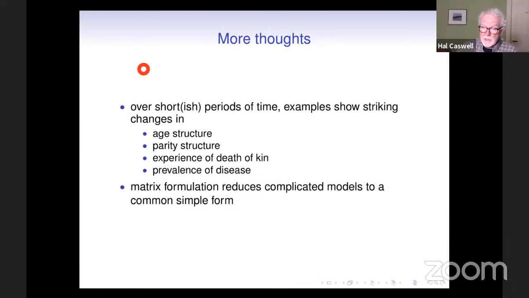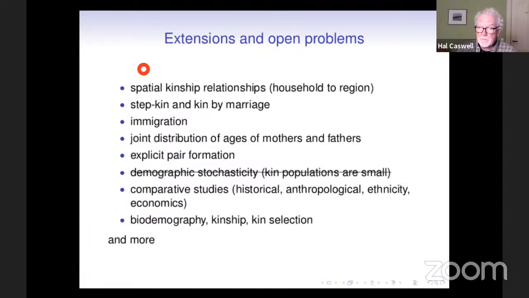It's really interesting to me how over relatively short periods of time, these examples, Japan, Slovakia, Sweden, can show interesting changes in age structures, parity structures, the experience of the death of kin, the prevalences of diseases that are implied by the changes in mortality and fertility schedules.